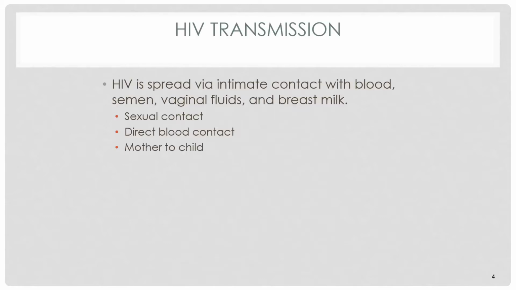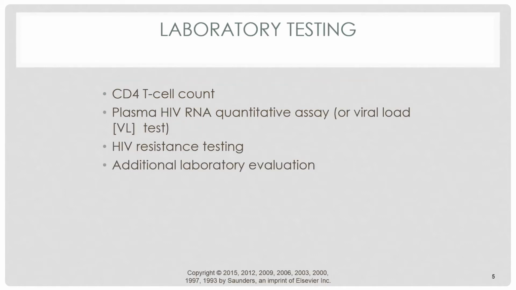Okay, so how is this transmitted? It's spread via intimate contact with blood, semen, vaginal fluids, and breast milk. So sexual contact or direct blood. As a nurse later on, you need to be very, very careful when you deal with blood. And it also can be transmitted between mother and child, in utero, which is not as common as we once thought it was, during delivery, and through breast milk.